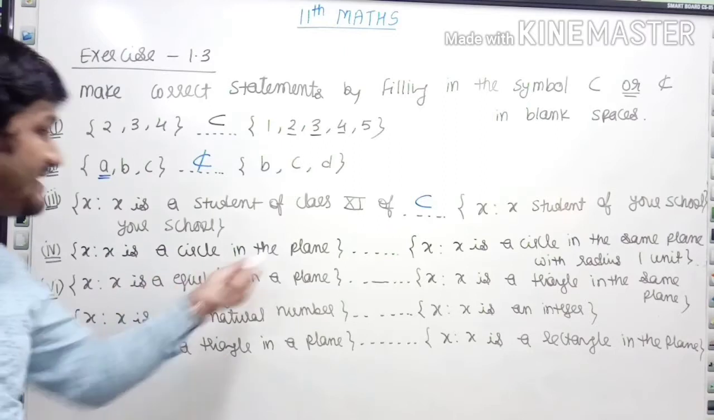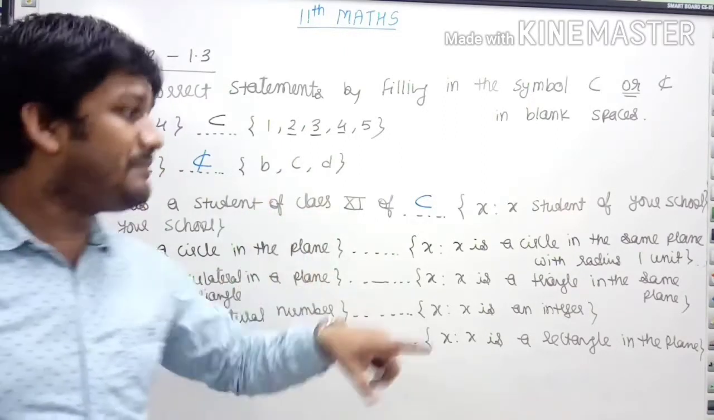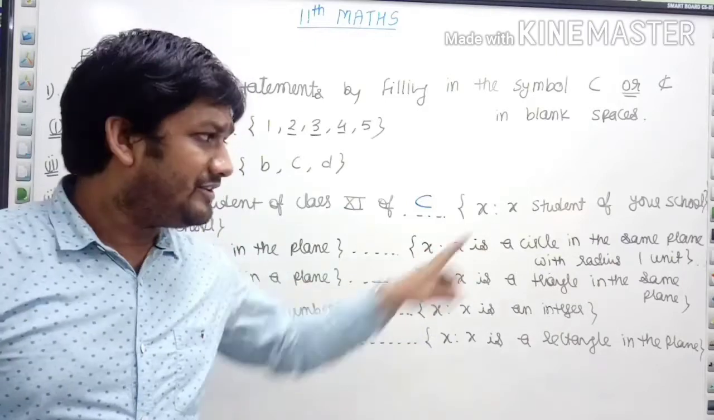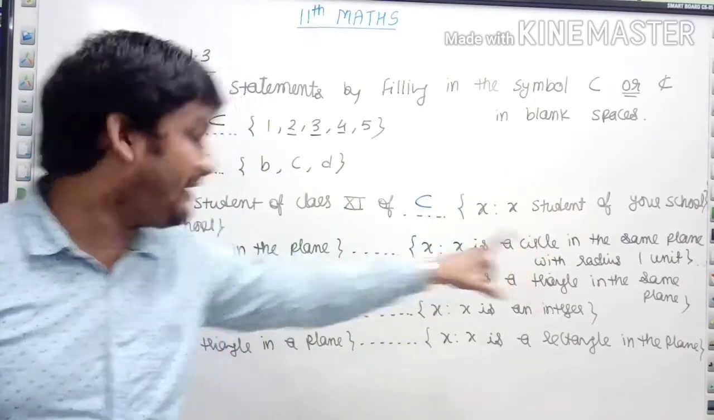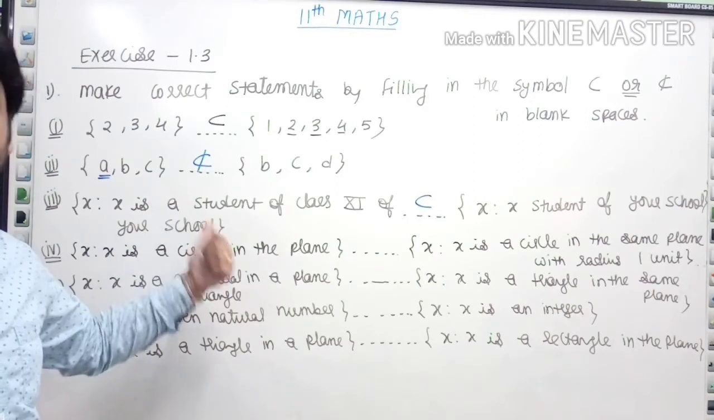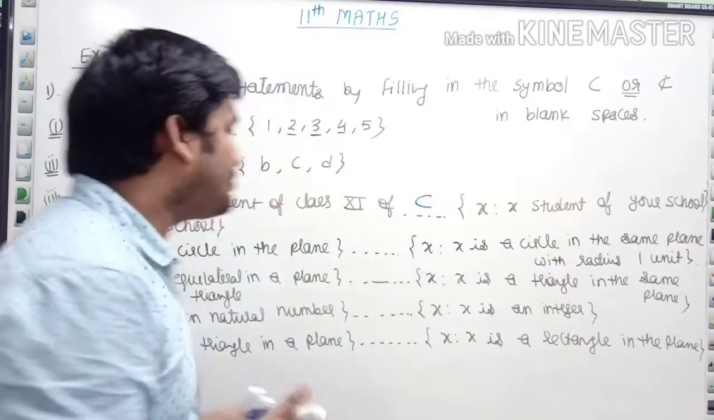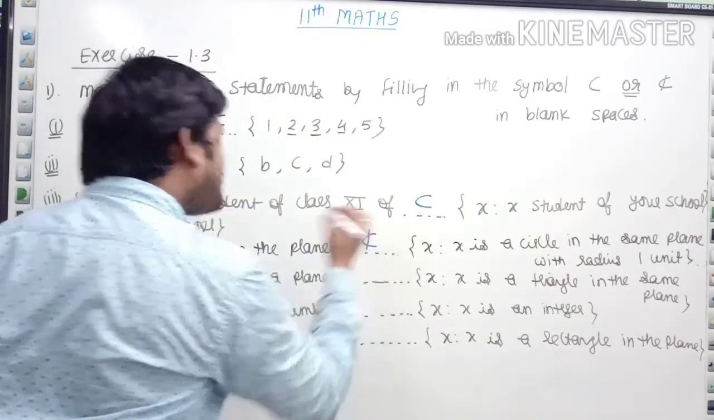Now X is a circle in the plane. And X is a circle in the same plane with radius 1 unit. Here you see the circle is of 1 unit, it is not mentioned here. Here 2 unit is also possible, 3 unit is also possible. Because all these circles are not lying here, so it is not a subset.